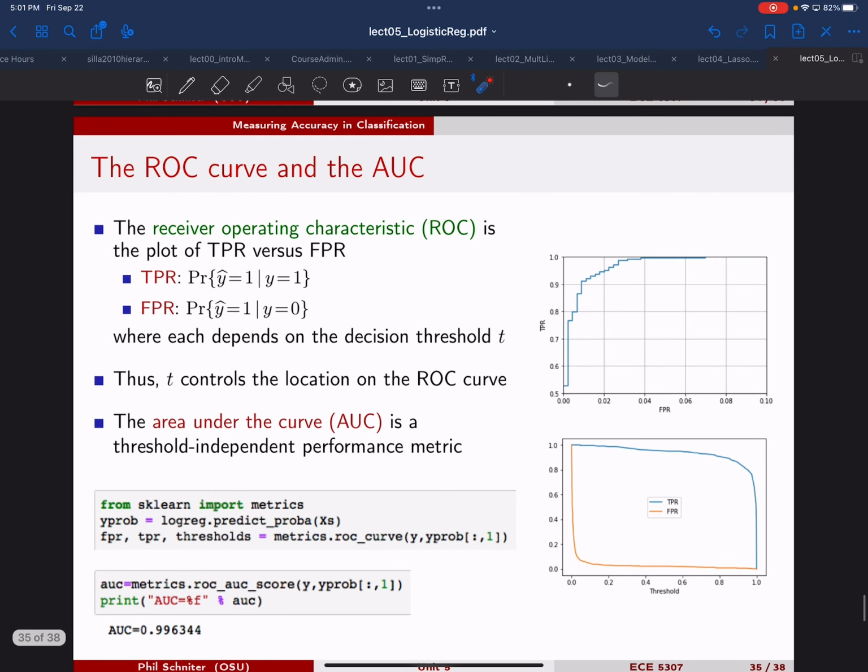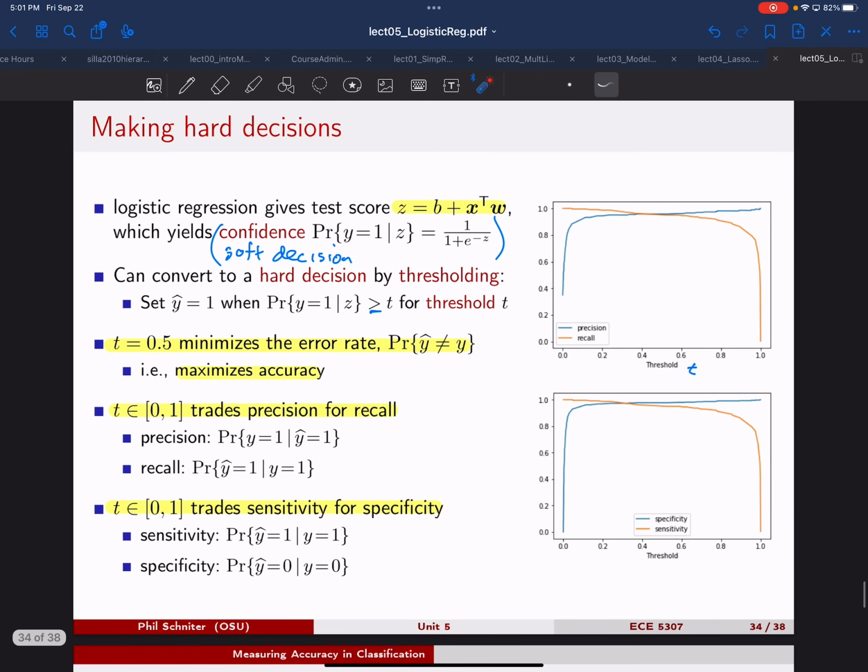And so here's another way, very similar in spirit. Oh, yeah. When you say T equals 0.5 minimizes the error rate, that is only for the training data, right? Maybe for the unseen data.